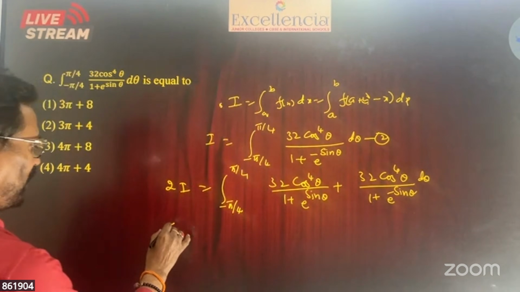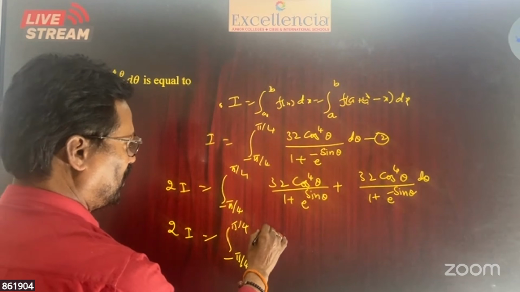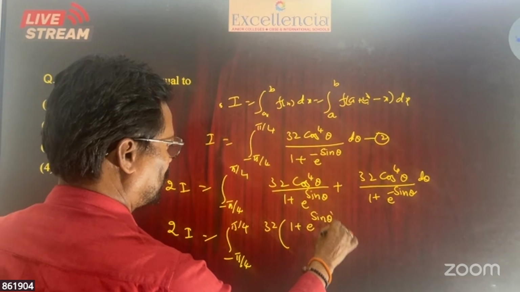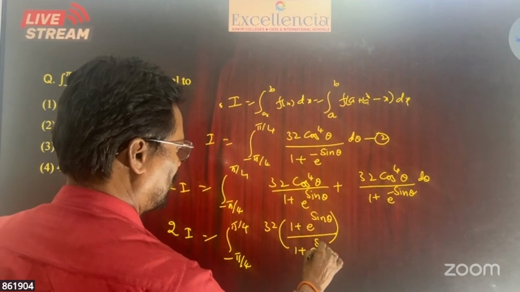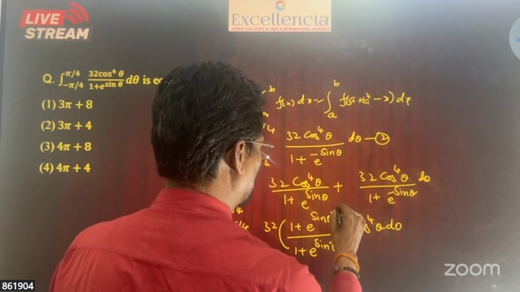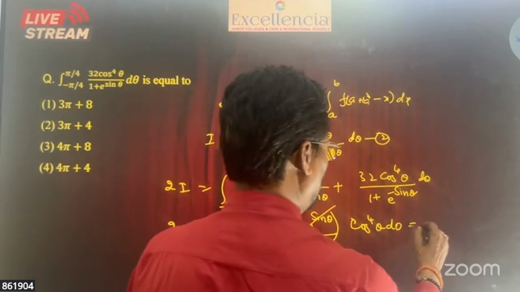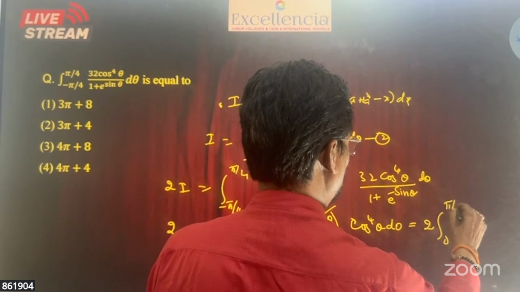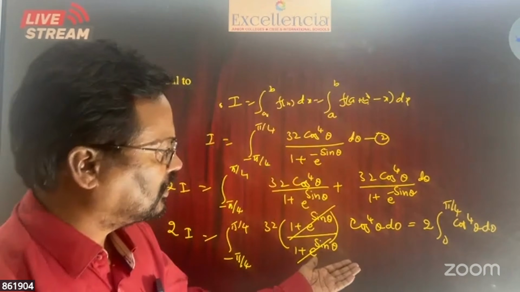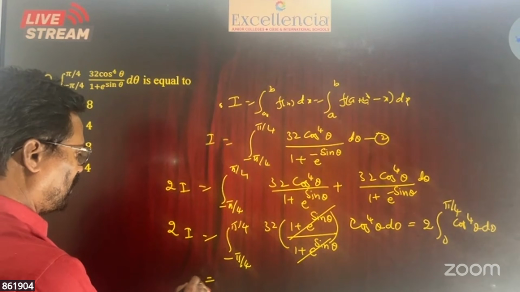If you simplify this, it becomes the integral from minus pi by 4 to pi by 4, with 32 common, of cos power 4 theta dθ. The terms cancel, and we can't do this integration directly. So this is 2 times the integral from 0 to pi by 4 of cos power 4 theta dθ. Now it is not 0 to pi by 2, so we can't apply the reduction formula. So we need to write this another way.